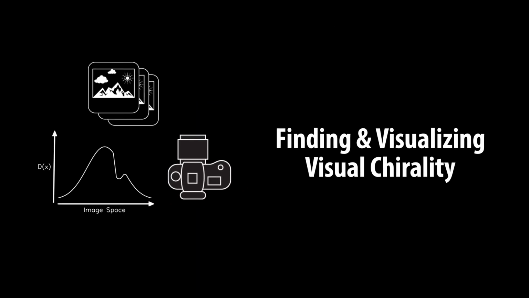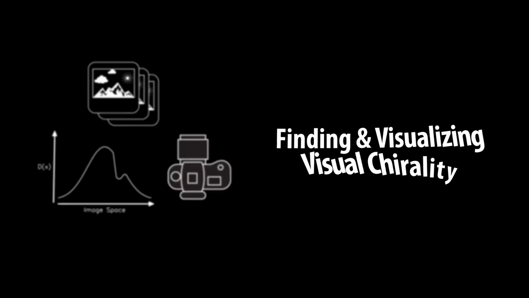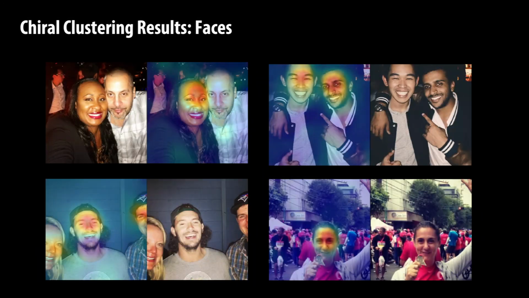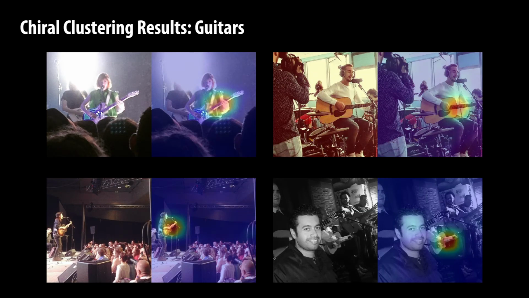Building on our analysis of both distributions and image processing algorithms, we show how deep networks can be used to identify, group, and visualize different sources of visual chirality in a self-supervised way. For more information, see our paper and project website.